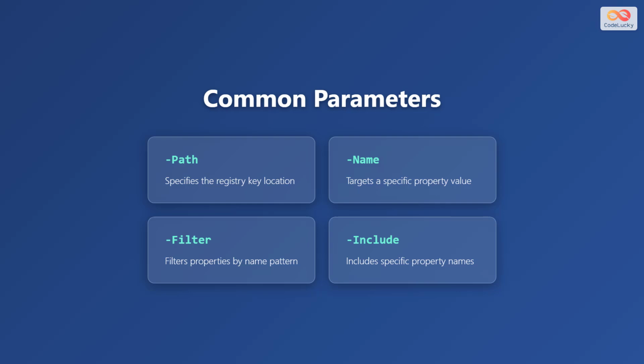Get-ItemProperty supports several useful parameters. The -path parameter specifies the registry key location and is required for every command. The -name parameter targets a specific property value when you don't need everything. The -filter parameter lets you filter properties by name patterns using wildcards. Finally, the -include parameter allows you to include only specific property names in your results. These parameters give you precise control over what data you retrieve.